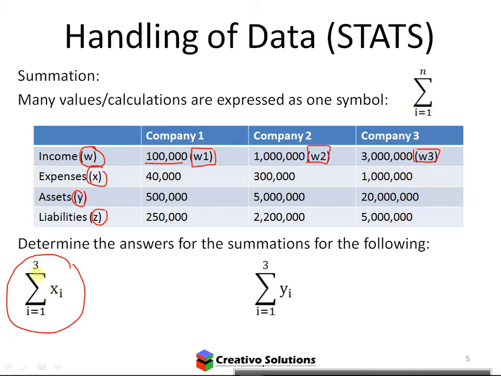If I'm asking you for this, what's the answer for that symbol? That summation symbol from 1 to 3 for xi. Remember, xi is x observation, so x observation 1 to x observation 3. So what would the summation be for x1, 2, and 3? It would be 40,000, 300,000, which is 1,340,000. Exactly, and see, that's how you use the summation.